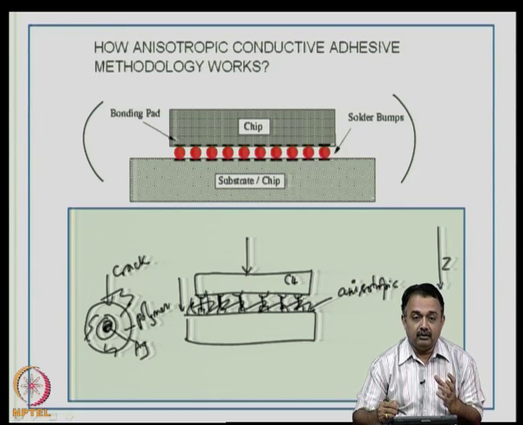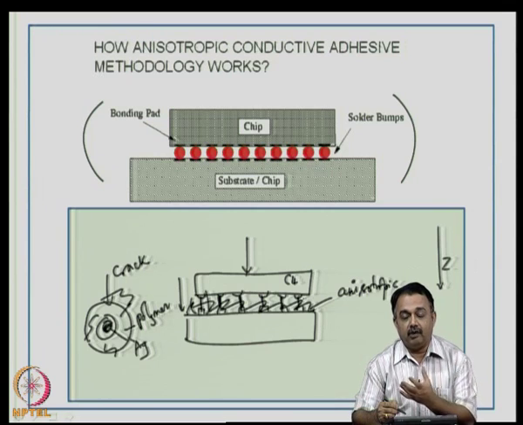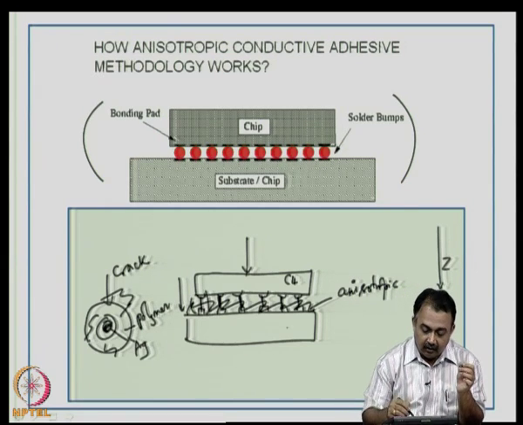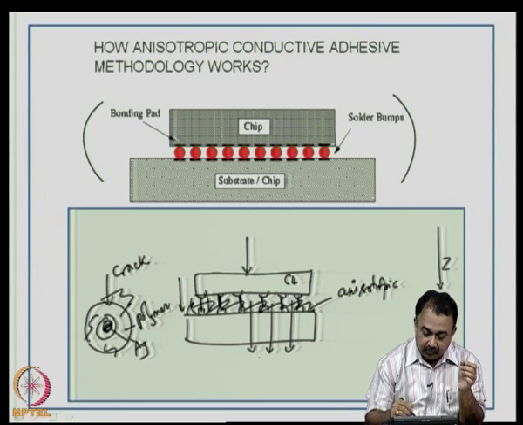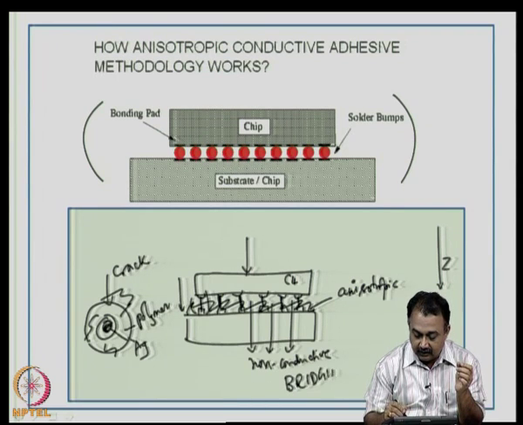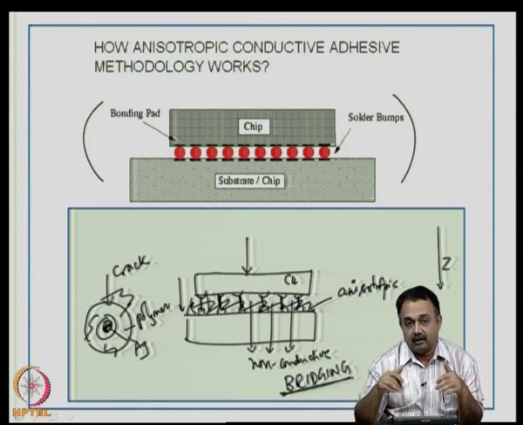So, it is a globule. Different arrays of globules are present, and these globules will crack only at those bump sites where pressure is applied. So, all other areas, for example, these areas will still remain non-conductive. Otherwise, you will end up with bridging. So, bridging does not take place because it is in some sense anisotropic conduction.